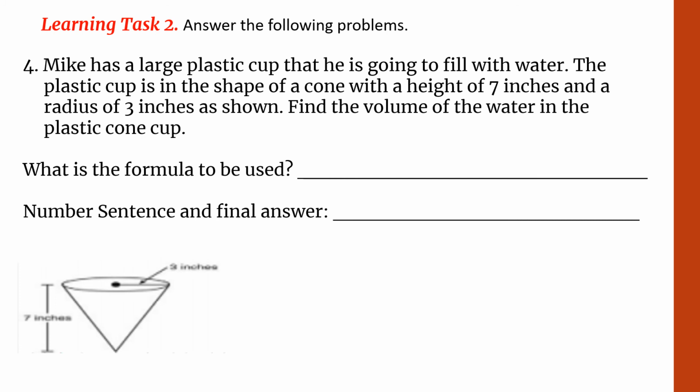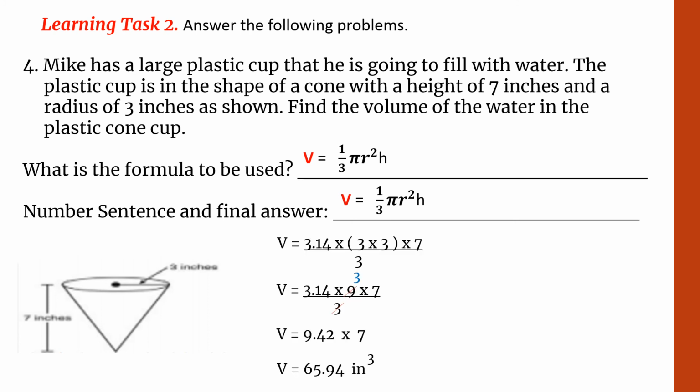Mike has a large plastic cup that he is going to fill with water. The plastic cup is in the shape of a cone with a height of 7 inches and a radius of 3 inches as shown. Find the volume of the water in the plastic cone cup. What is the formula to be used? Since this is a cone, it's 1/3 pi r squared h. Tama? And for the number sentence, yung ating formula mismo. Okay? For a computation or solution, ito siya.